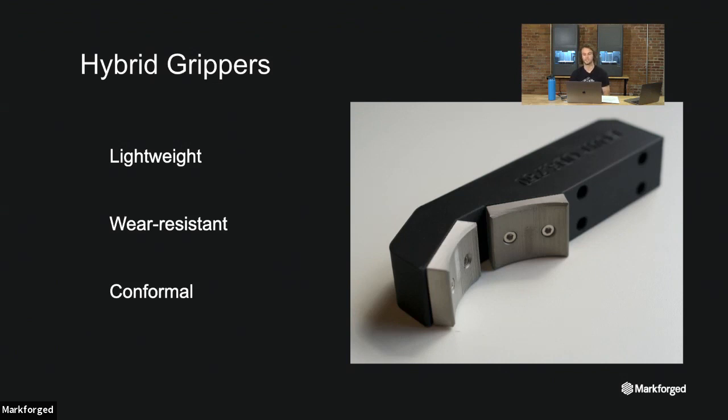What you can do is design the body of that end effector, the main chunk that's actually going to attach to the end of your robot, and print that out of Onyx or Onyx reinforced with continuous carbon fiber. And then the part that's actually interfacing with your production components, you can print out of metal. In this picture you can see an example where you get all of the weight savings of composites plus the wear resistance of metal. And because it's 3D printing, you can still get these conformal geometries for a lot lower price.